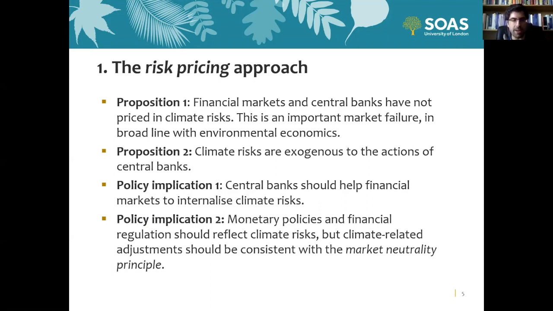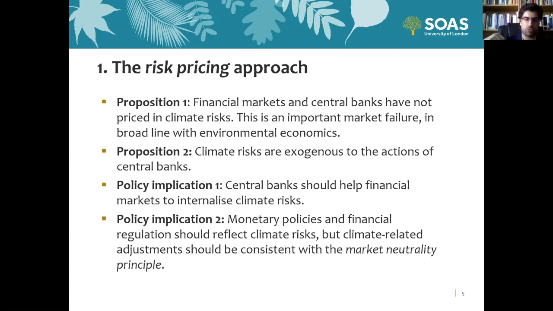So, based on these propositions, which are the main policy implications? The first one is that central banks need to take action in order to help financial markets to measure climate risks. And they also need to help financial markets to reflect these risks. And the second policy implication is that central banks also have to take this into account, and they have to incorporate climate risks into their operations. But crucially, they have to find a way to do that without violating the market neutrality principle.